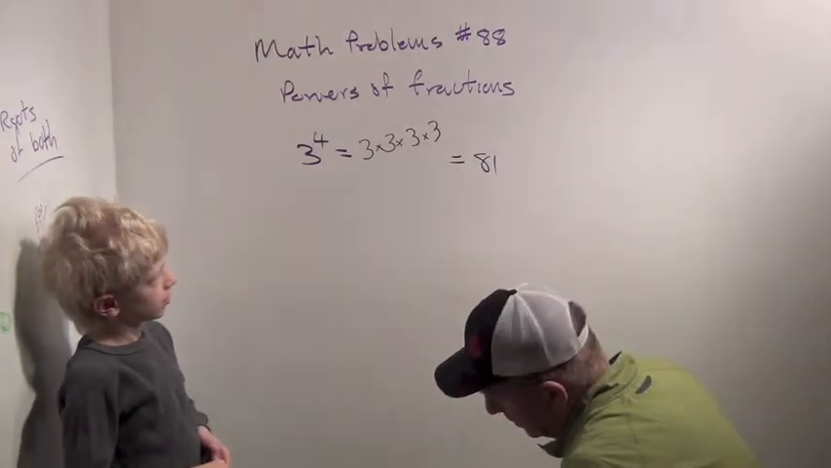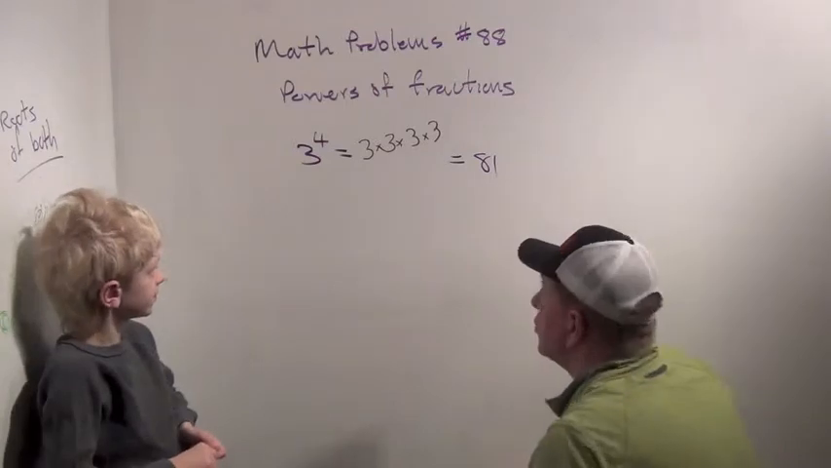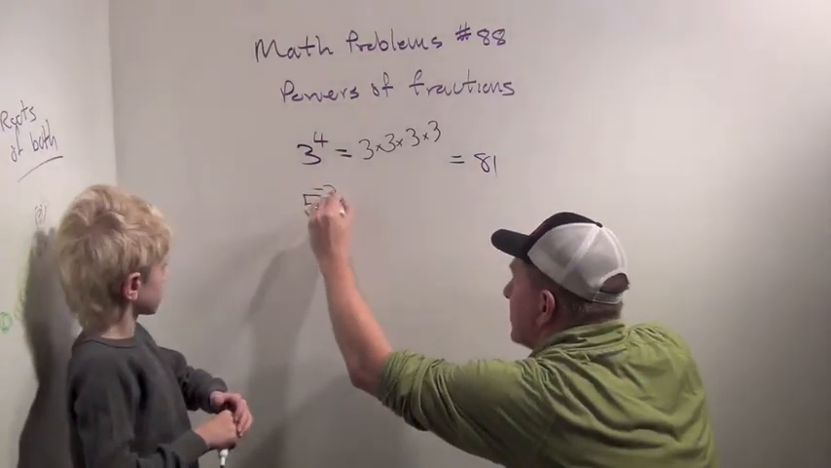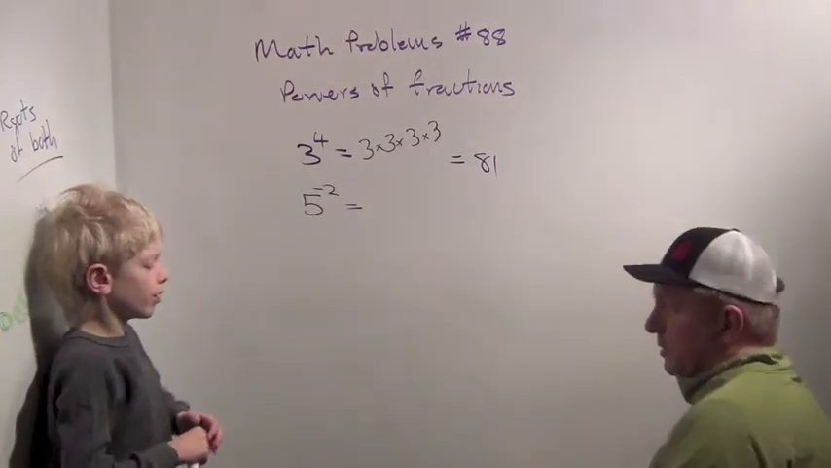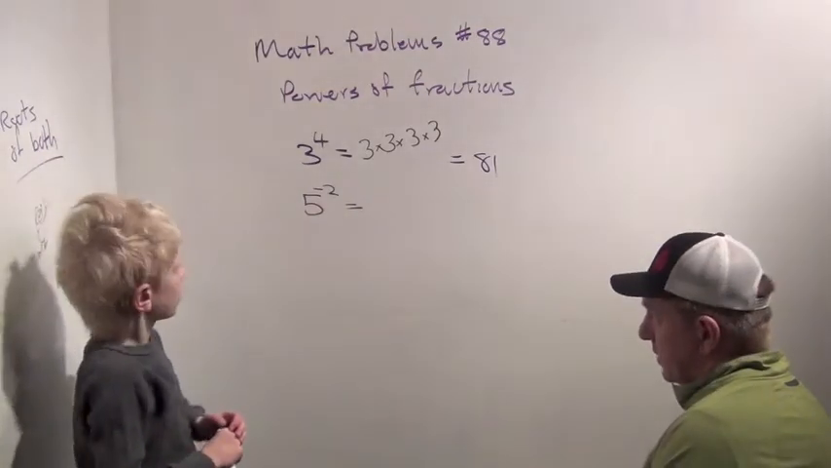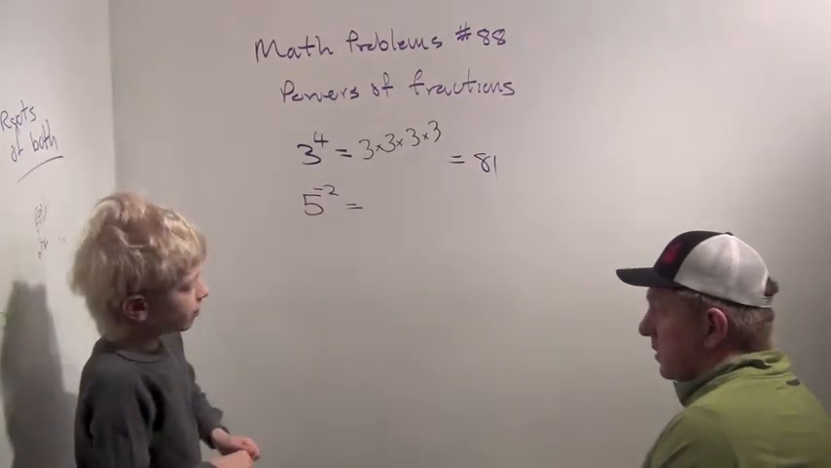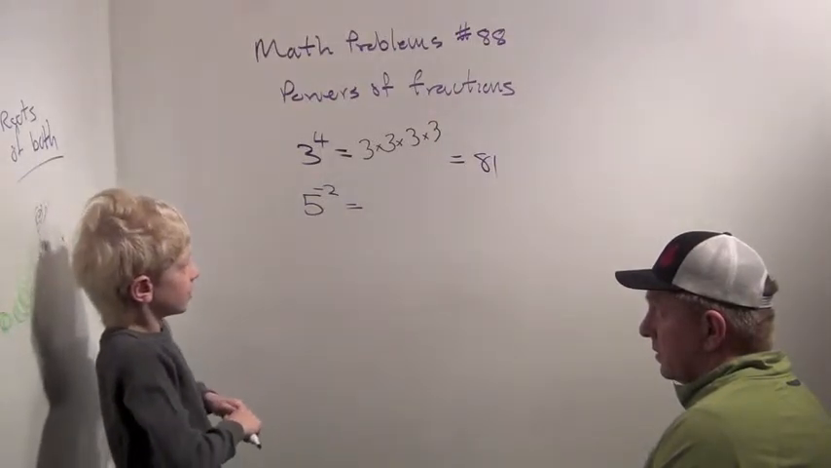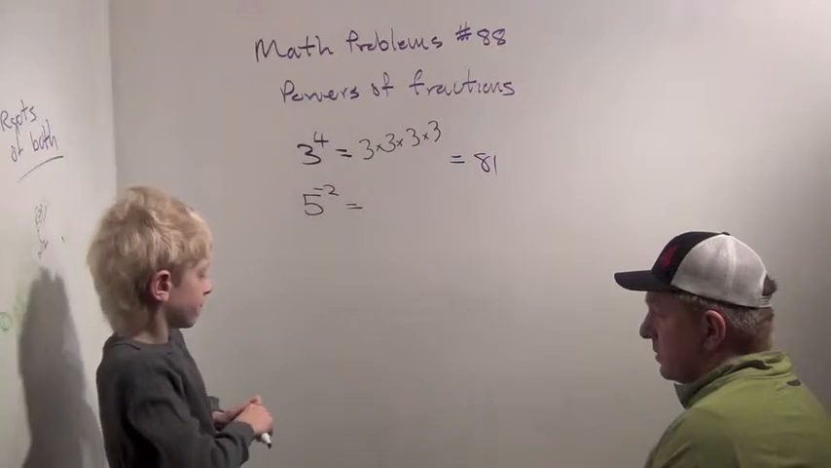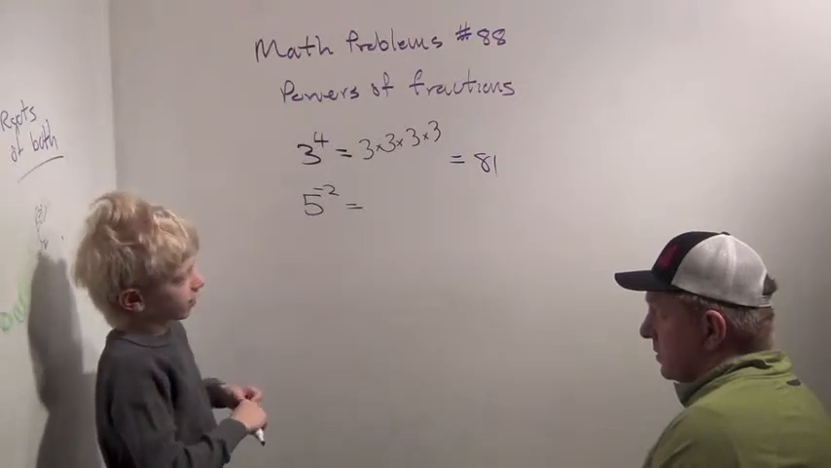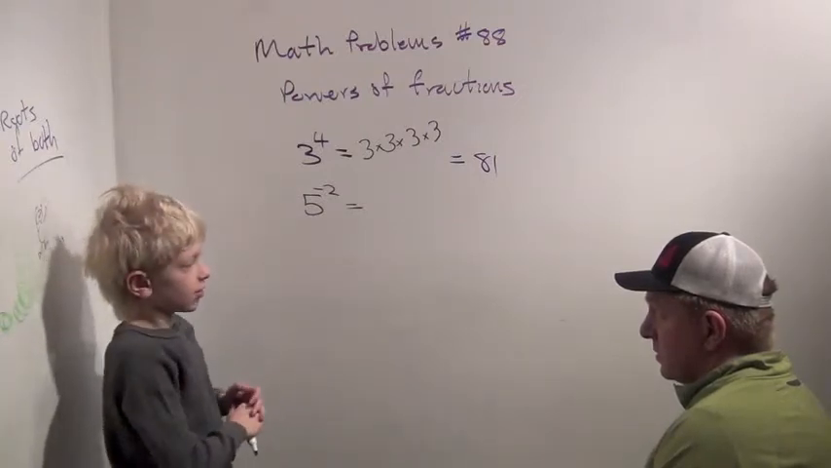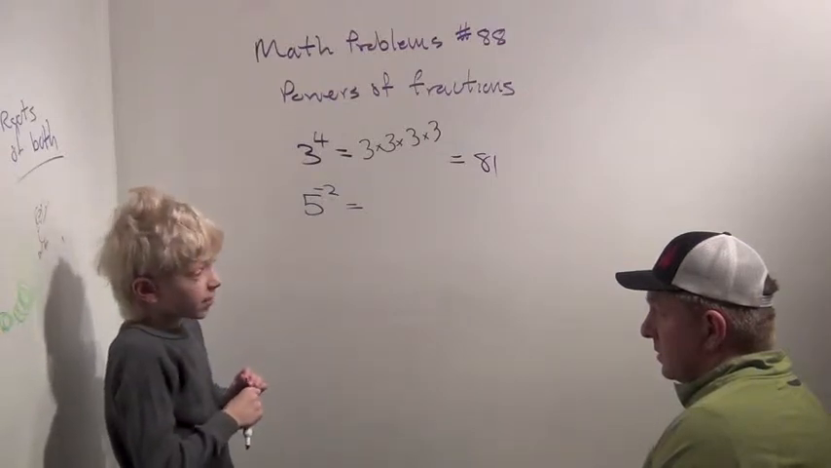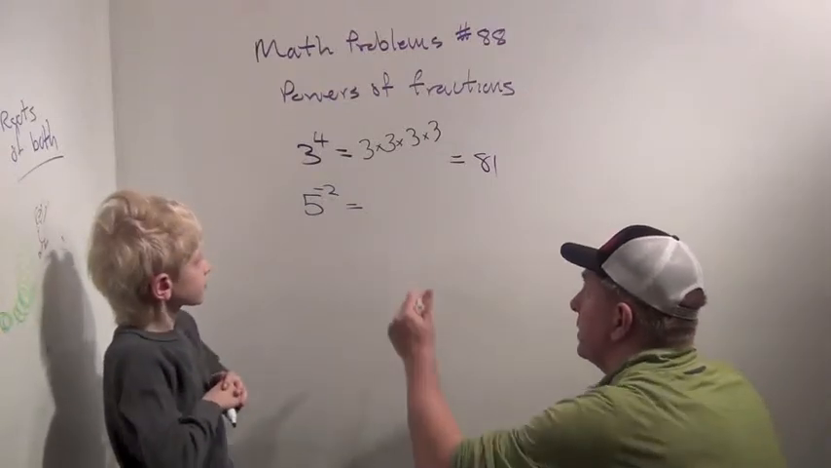81. Okay, great. So, actually, what does something like 5 to the minus 2 mean? Well, if 5 cubed is 125 and 5 to the 1 is 5, then you're going to have to keep going down. So it's going to be 1/25. 1/25, okay.